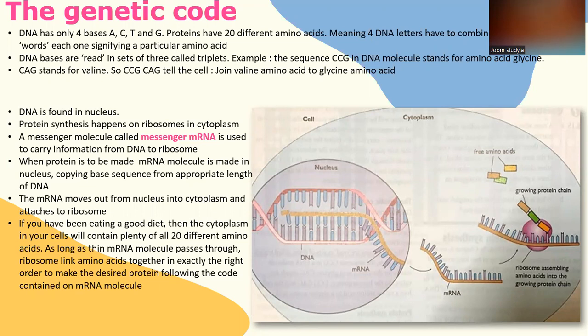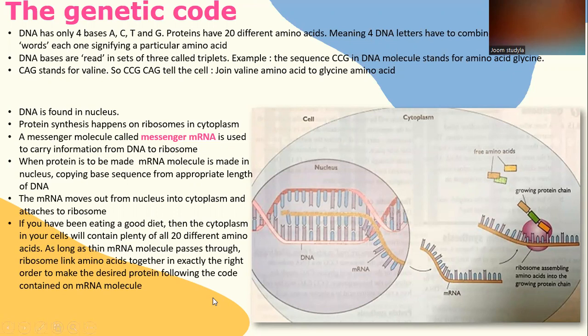DNA is found in the nucleus, as you can see from this diagram where DNA is located. Protein synthesis happens on ribosomes in the cytoplasm. A messenger molecule called mRNA is used to carry information from DNA to the ribosome. When a protein is to be made, an mRNA molecule is made in the nucleus, copying the base sequence from the appropriate length of DNA. The mRNA moves out from the nucleus into the cytoplasm and attaches to a ribosome.